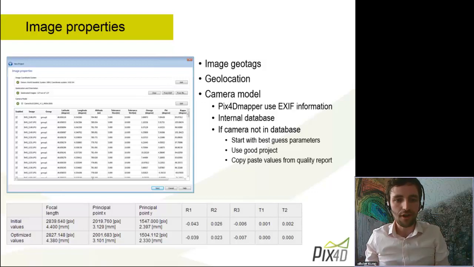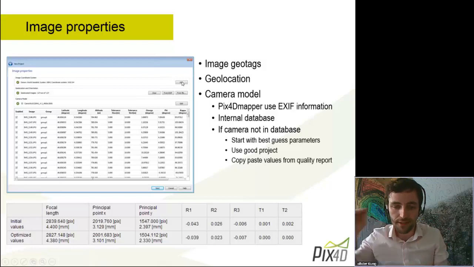After selecting OK, you will be greeted with this next window, which allows you to select the image properties. The first option there is about the image geotags, the coordinate system of the image geotags. And by clicking on edit, you can select a different type of coordinate system.